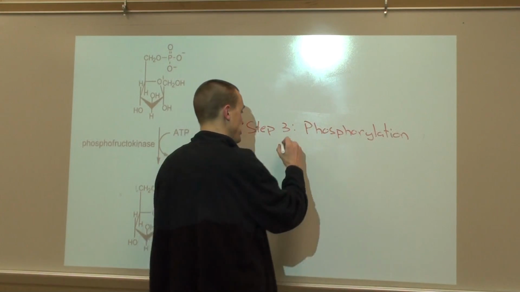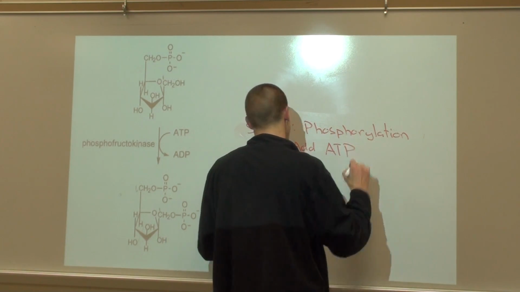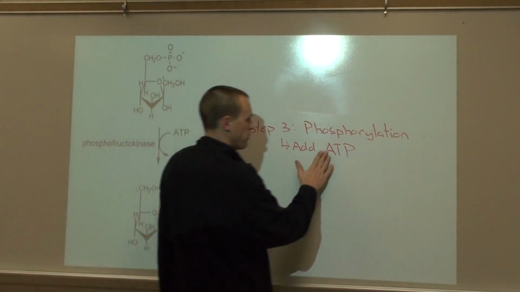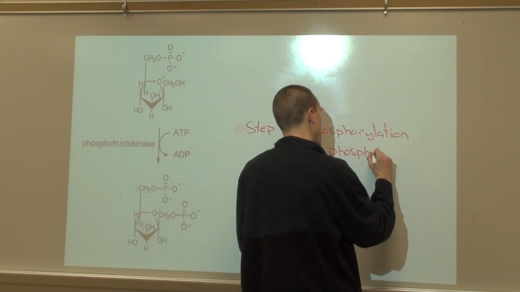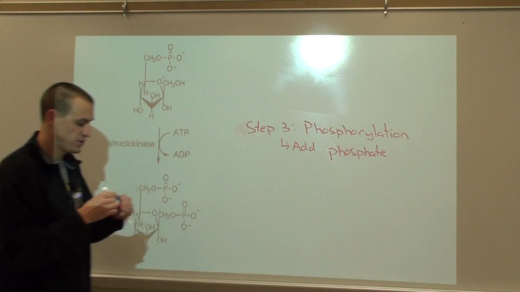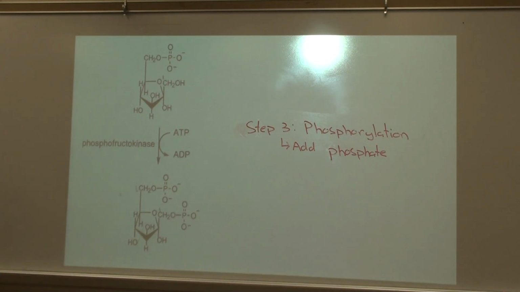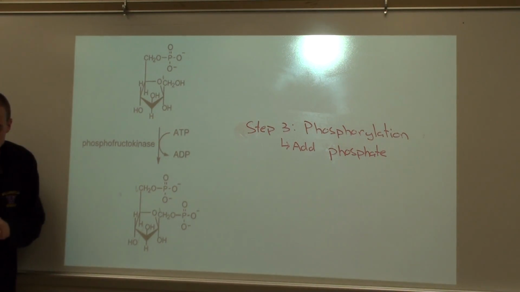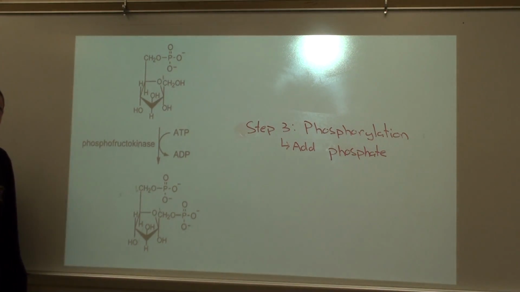And again, all phosphorylation is, we are adding a phosphate. Or excuse me, I should correct myself here, we are adding a phosphate, not ATP. We are adding a phosphate to our fructose 6-phosphate. And so when we do this, what we end up with is fructose 1,6-bisphosphate. And so now we can go into steps 4 and 5 of our glycolysis reaction.